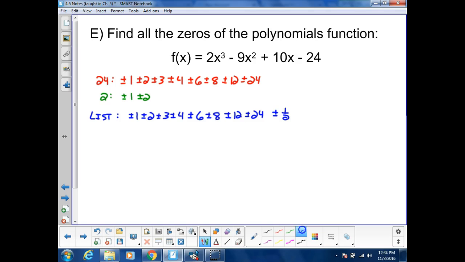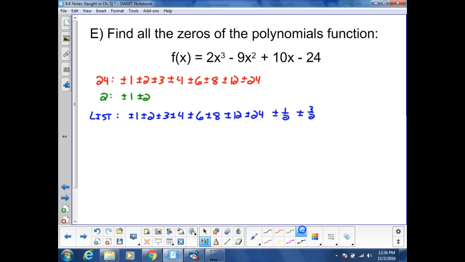2 divided by 2, we already got 1. 3 halves. 4 divided by 2 is 2, we got it. 6 divided by 2 is 3, we got it. 8 divided by 2 is 4, we got it. 12 divided by 2 is 6, we got it. 24 divided by 2 is 12, we got it. So that's our list, right? Okay? From that list, did anybody find one?